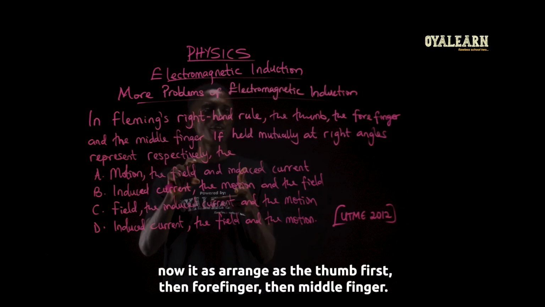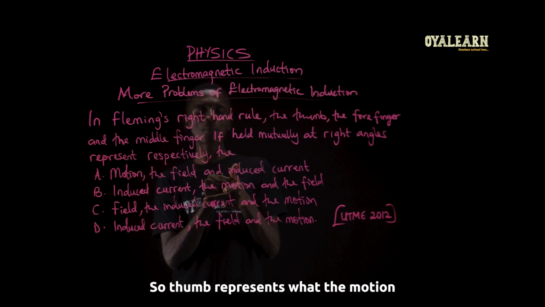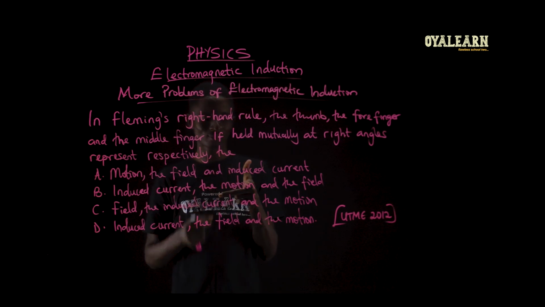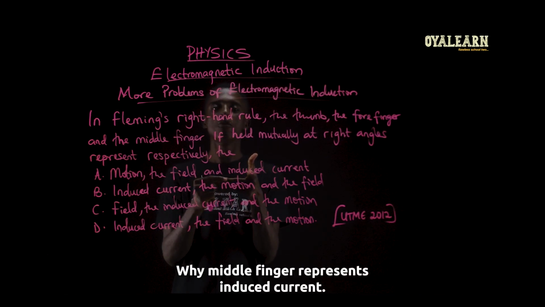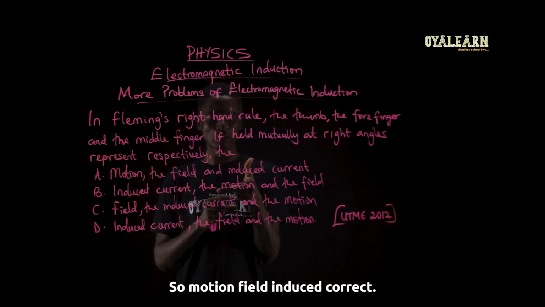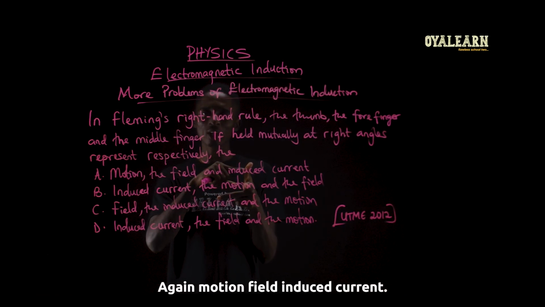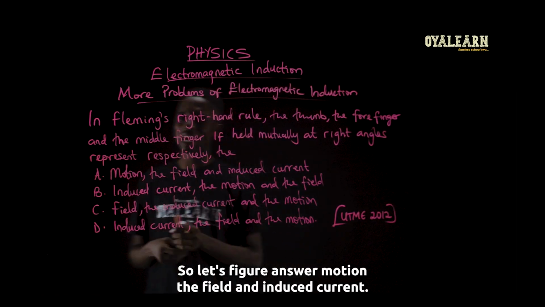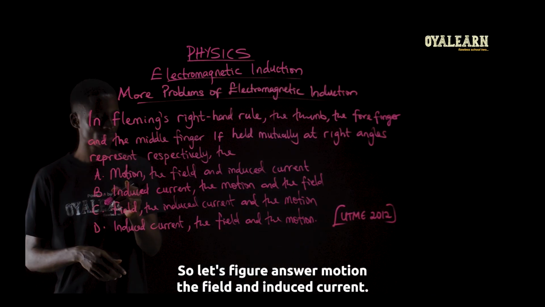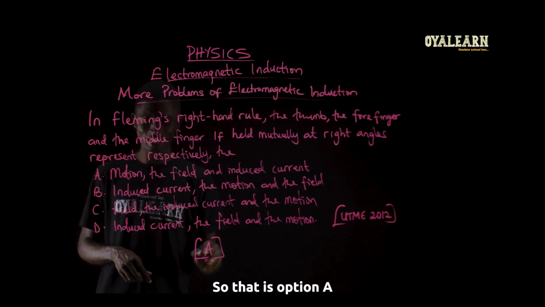But here it has arranged it as thumb first, then forefinger, then middle finger. So the thumb represents what? The motion. Forefinger or index finger represents the field, the magnetic field, while the middle finger represents induced current. So motion, field, induced current. Again, motion, field, induced current. Now you've got it. So let's pick our answer. Motion, the field, and induced current. So that is option A.